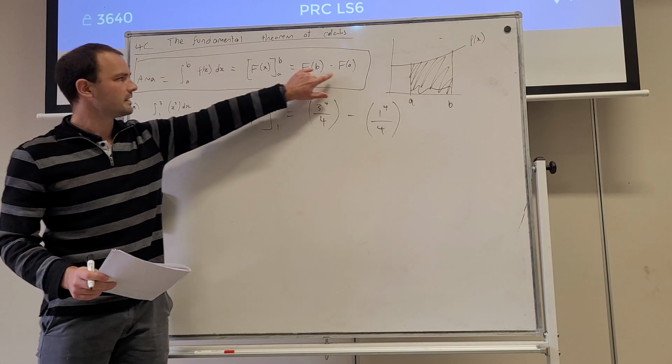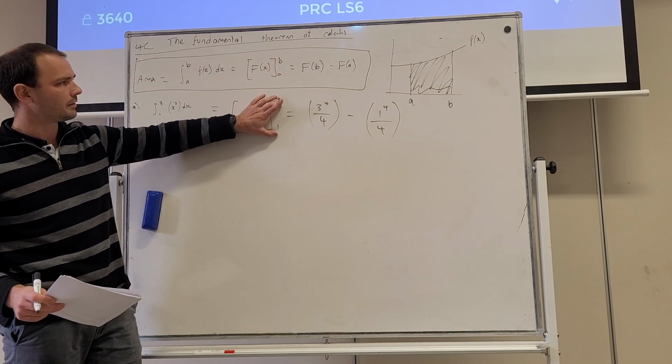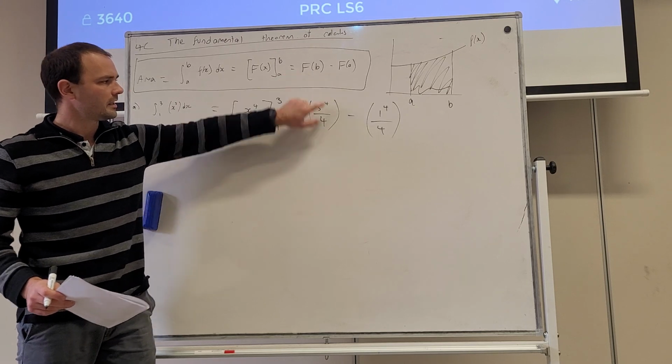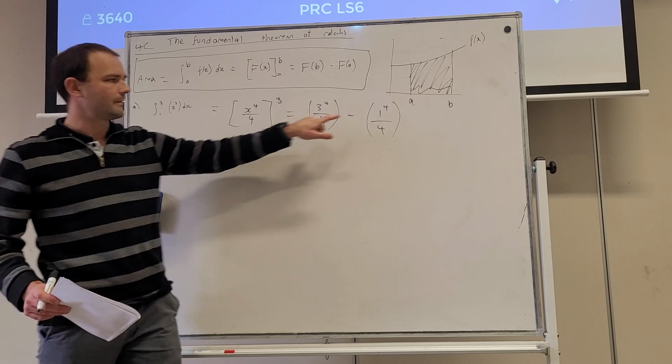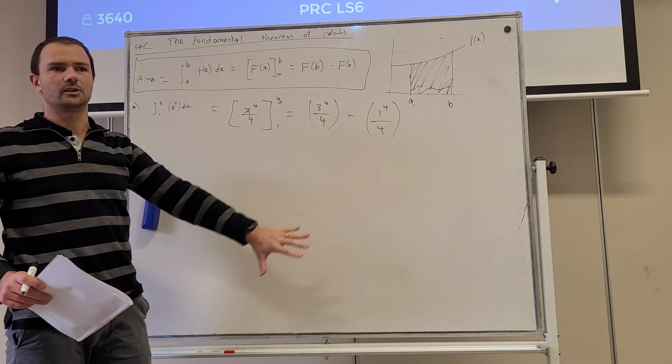Alright, so hopefully you can see that. Here we have A and B, here we have 1 and 3. Here we have F of b, here we have F of 3. Okay, we're substituting 3 in. And then here we have F of 1. And then you're just evaluating that.